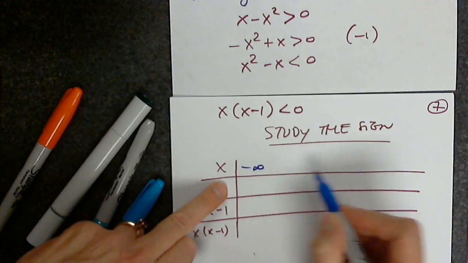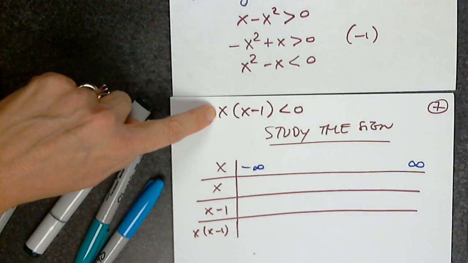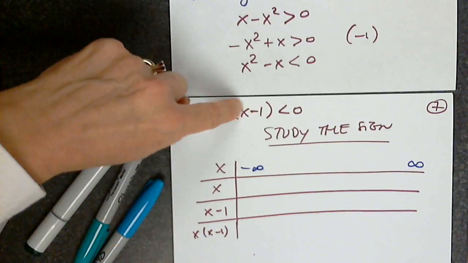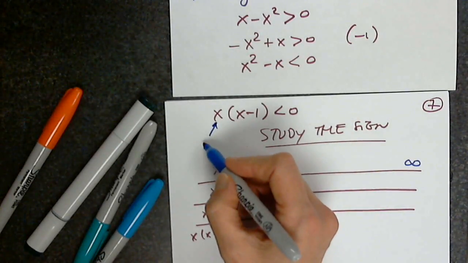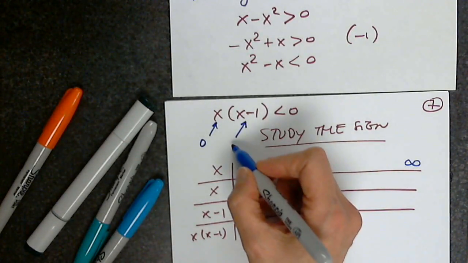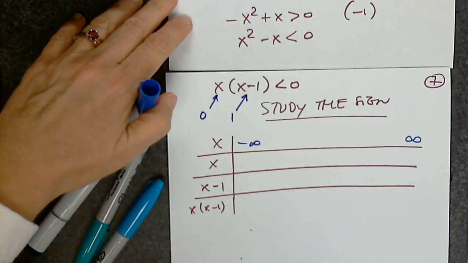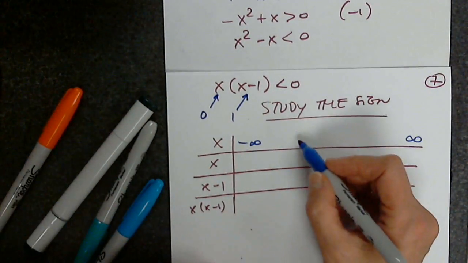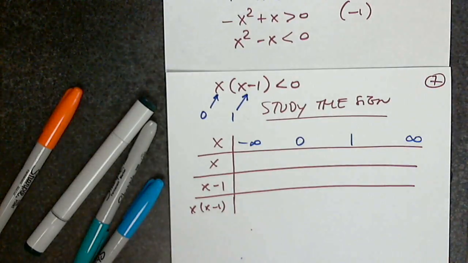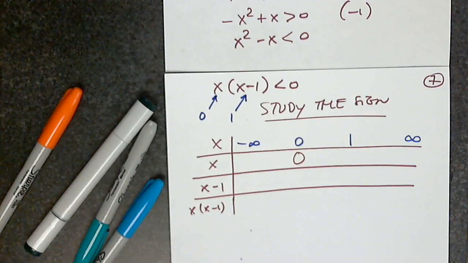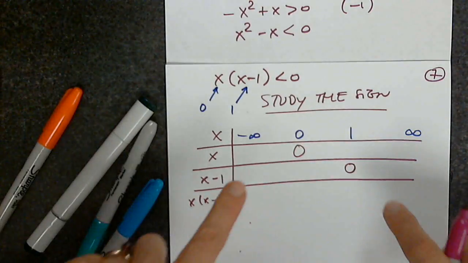X is the variable in the problem where I plug in numbers. This x is the first factor. This one is the second factor, and this is what I'm interested in. Where is x 0? Where is x minus 1, 0? And I have to put these numbers in ascending order. Does it ring a bell now? 0 and 1. Where is the 0 for x again? Good. Where is the 0 for x minus 1? Right? And the product is 0.